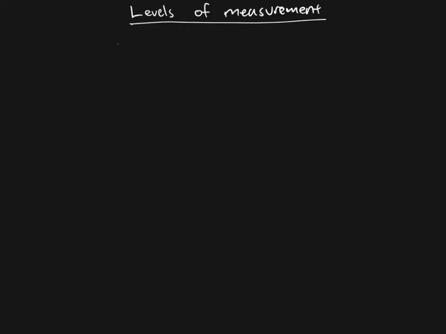So we've talked about two different levels of measurement so far. We've talked about nominal, the nominal level of measurement, and we've talked about the ordinal level of measurement. The next one up from there is what's called the interval level of measurement, or you could refer to using an interval type scale in your research.